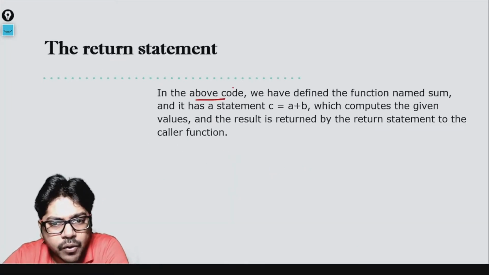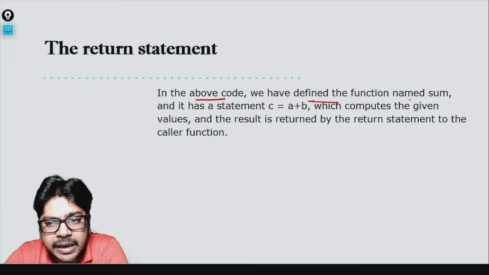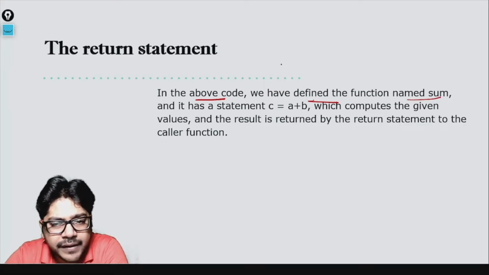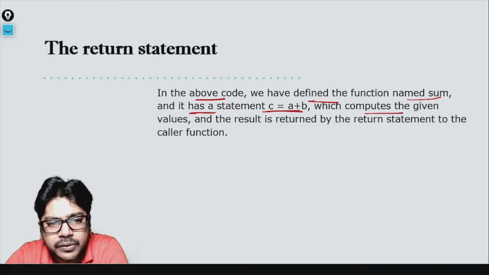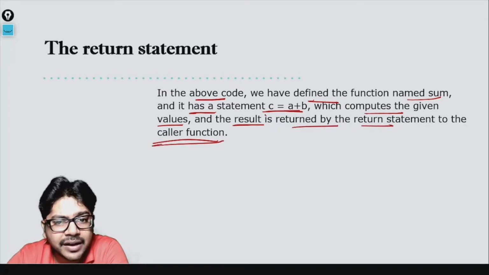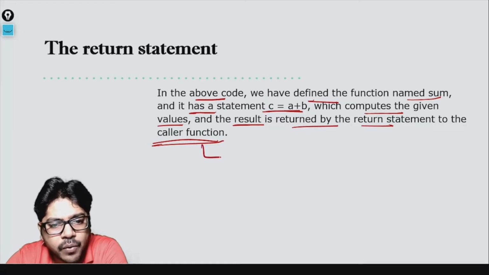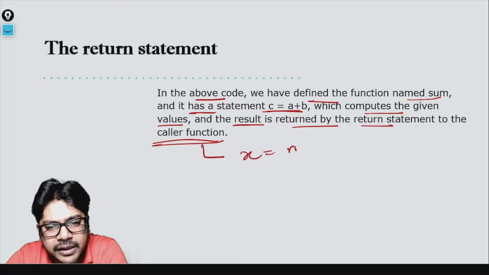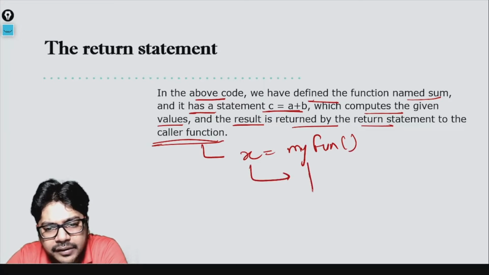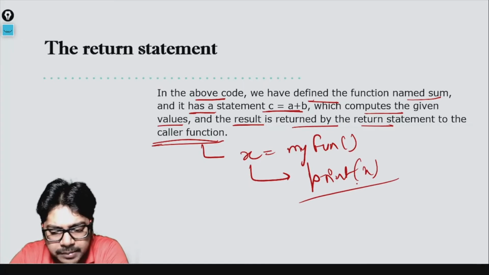So in the above code, we have defined the function, though we created a function called mySum, and it has a statement c equal to a plus b, which computes the given values, 10 plus 20 is equal to 30, and the result is returned by the return statement to the caller function. And since the function returns a result to the caller, we created a variable and then called the function, which was a good habit, and then we printed this x. Then also we got the same result. Okay, so this is how the return statement works.